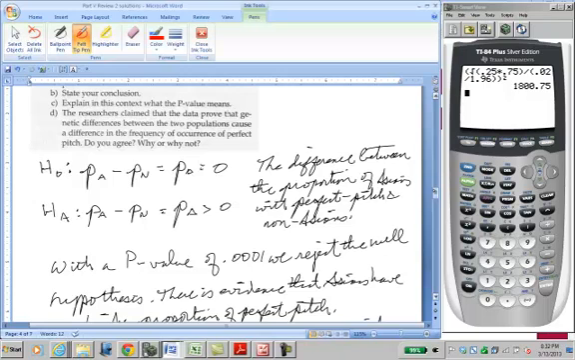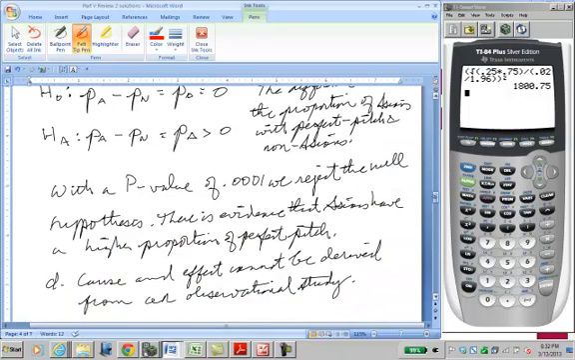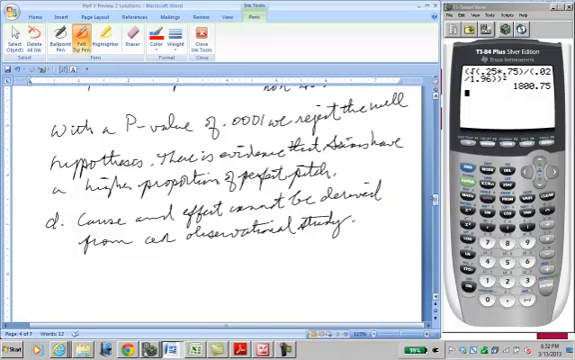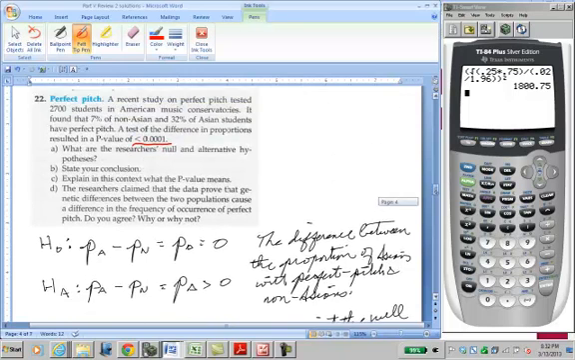The alternative hypothesis is that the difference is greater than 0, that more Asians than non-Asians have perfect pitch. So with the interpretation, the p-value of 0.0001, we reject the null hypothesis. There is evidence that Asians have a higher proportion of perfect pitch. Now, the guy wants to say it's all genetics and everything. Sorry, Charlie. Cause and effect cannot be derived from an observational study, which is what that is.